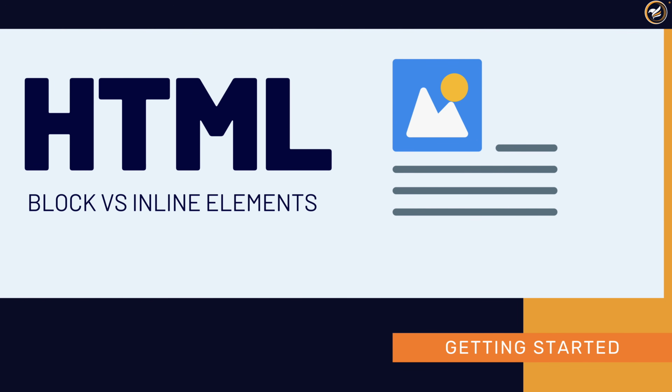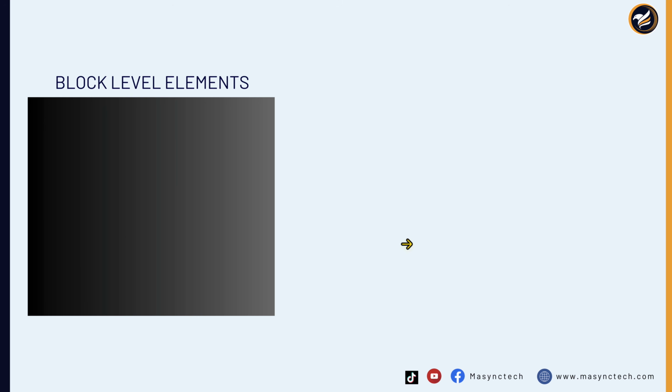Let's talk about block level versus inline level elements, which means that HTML elements are broadly categorized into block versus inline elements, and each of these serves different purposes in terms of layout and presentation. Let's begin with block level elements. A block level element creates a block of content that takes up the full width available, and that is by default. They always start on a new line, and they often contain other block level elements and inline elements.